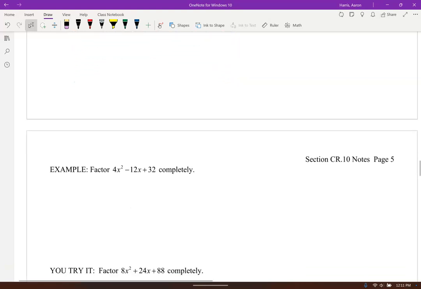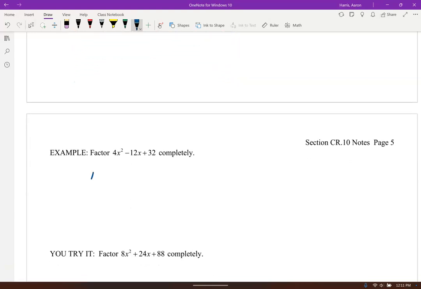This one similarly, except I can take a 4 out of each of these. I'd be left with x squared minus 3x plus 8.